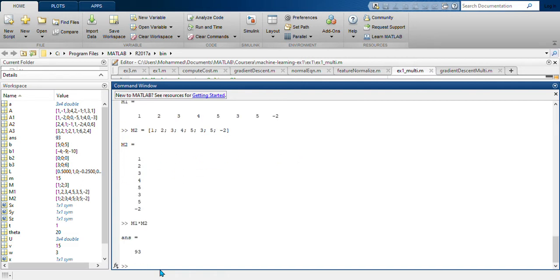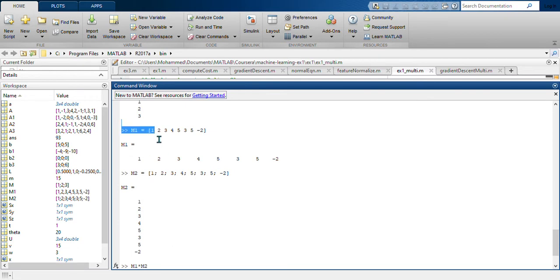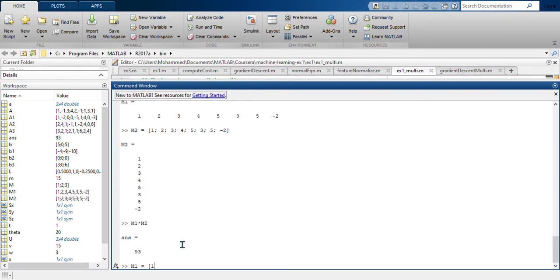If we do this, it will multiply the two vectors, and we are able to multiply this because the number of columns in m1 and the number of rows in m2 are the same. If they were not the same, then we wouldn't be able to multiply the two vectors. For example, if I multiply m1, which is a row vector, with another column vector, say 1, 2, 3.